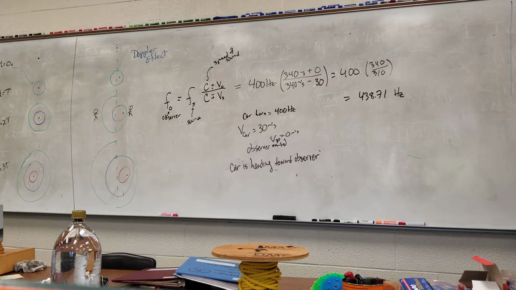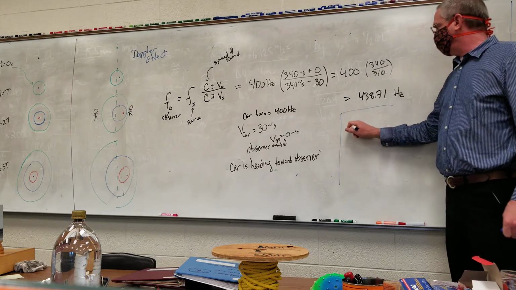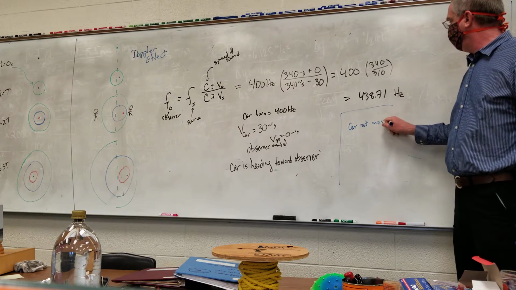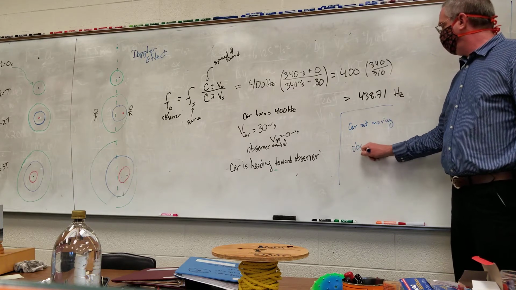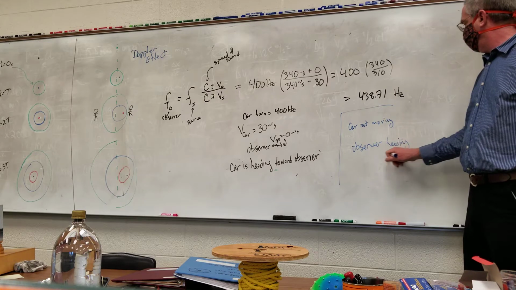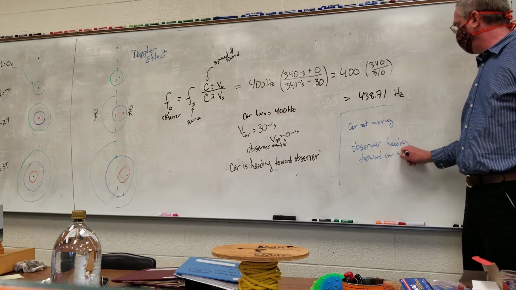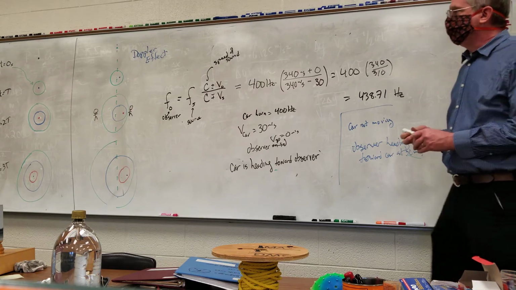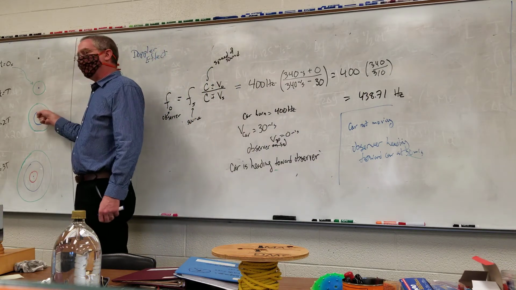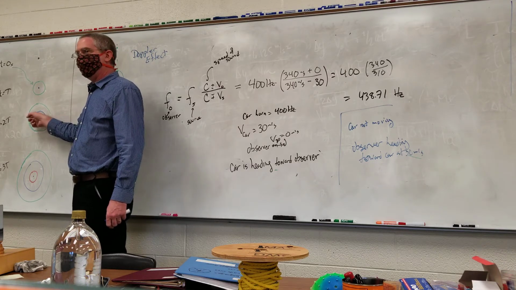Let's change it around just slightly, see how much of a difference it makes. This time, car not moving. Observer heading toward car at 30 meters per second. So this is sort of the first scenario, except this time the observer is running towards the car. So they're still going to hit these high pressure waves more frequently because they're running into them.